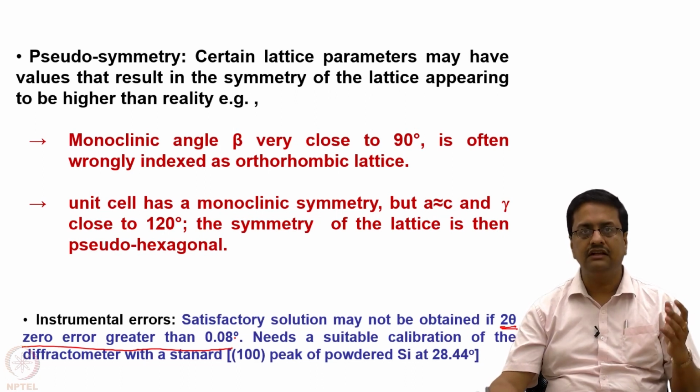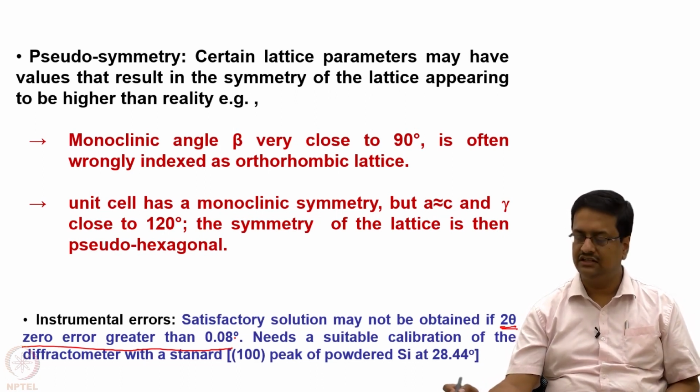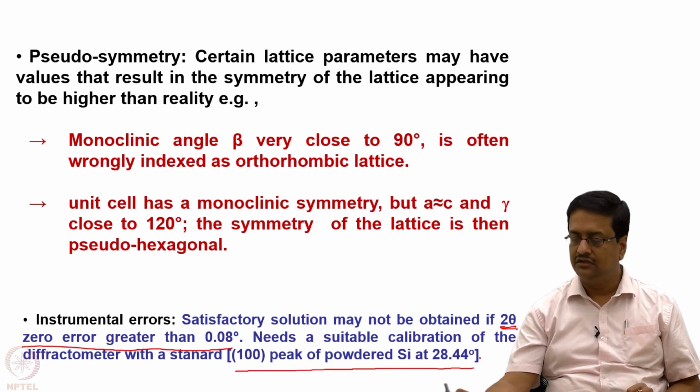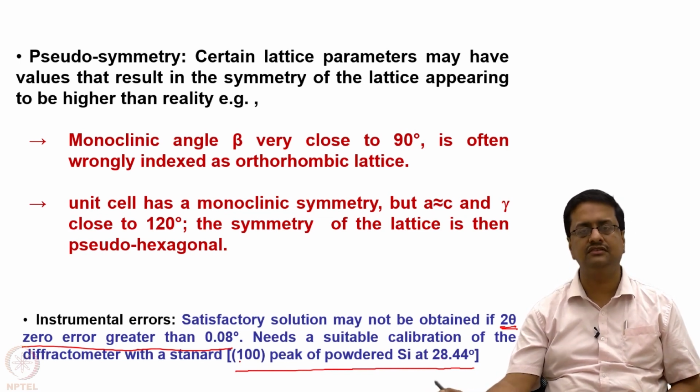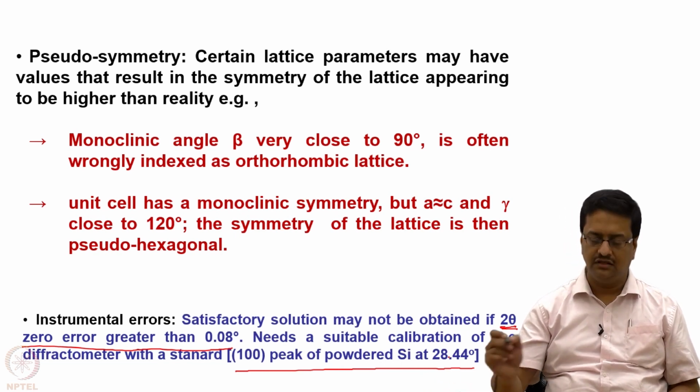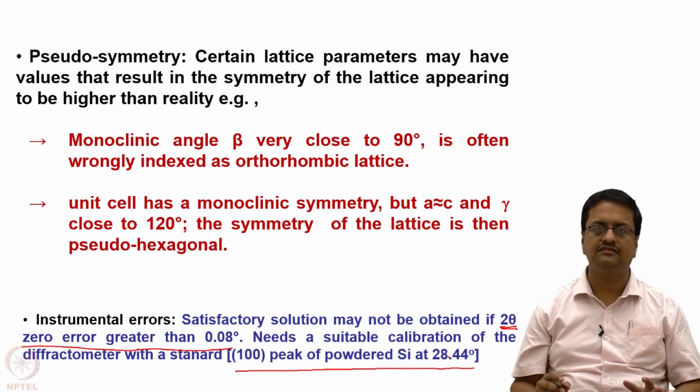So for every experiment of powder X-ray diffraction, one should look at this particular peak before measuring the sample. One should use powdered silicon and measure its first peak, which corresponds to the 111 reflection that appears at 28.44 degrees in 2 theta. So by measuring this standard reflection, we make sure that the diffractometer is well aligned and it is zero when it goes to zero.